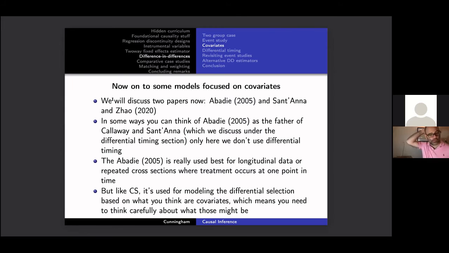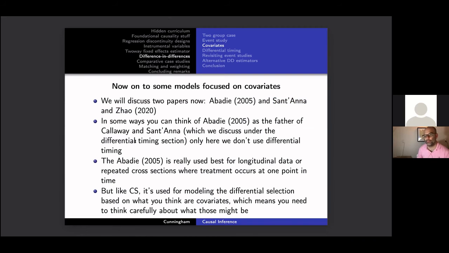So we're going to discuss two papers, Alberto Abadie's 2005 semi-parametric diff-in-diff paper, and a Journal of Econometrics paper by Sant'Anna and Zhao in 2020. And in some ways, you can think of the Abadie paper as a parent to some of the papers that we're going to discuss in the contemporary diff-in-diff literature, because of its representation of how to handle covariates. There's a paper that we're going to discuss under differential timing called Callaway and Sant'Anna, and Callaway and Sant'Anna will be based on that Abadie paper, as well as this Sant'Anna and Zhao paper.